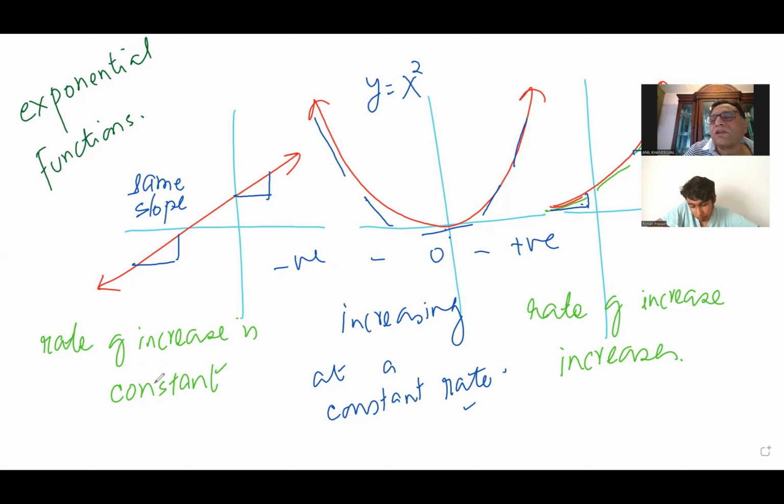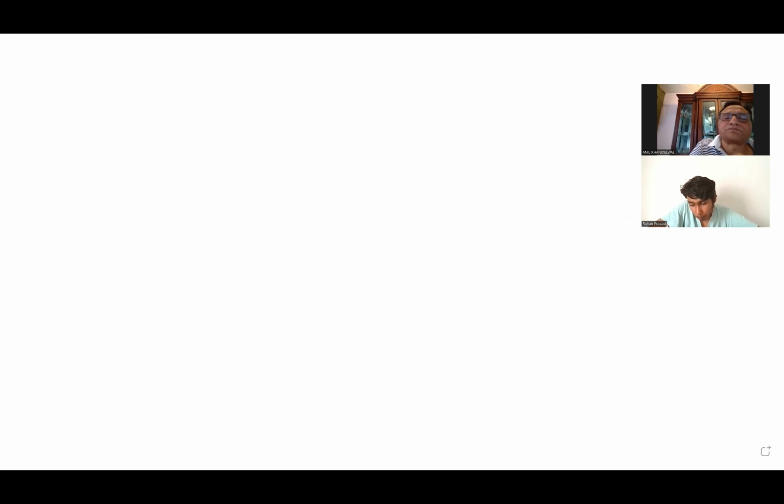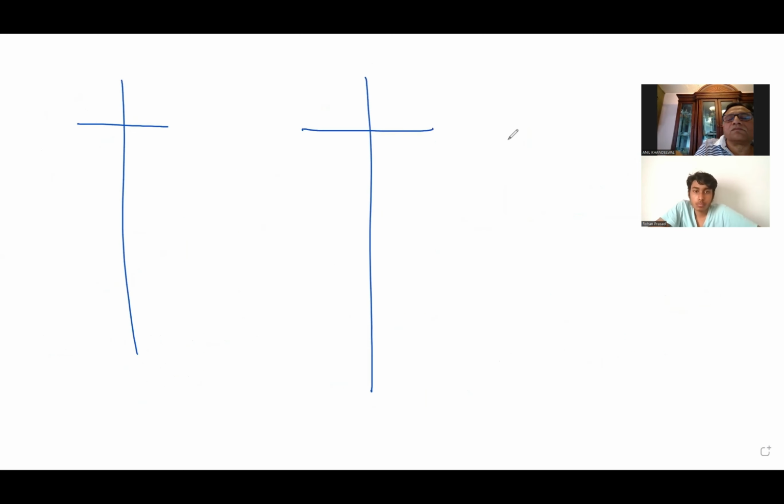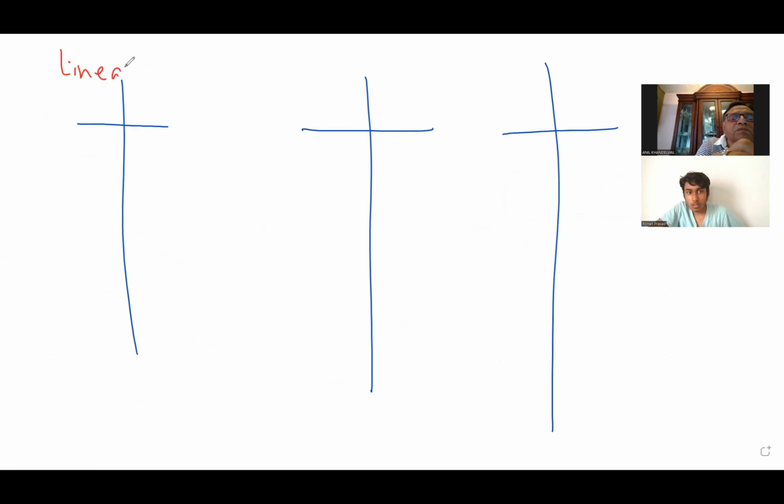I will just make you understand the difference with the help of a table of values. Okay, that's very interesting. Let's look into that now. Let's take three different types of functions. One I want to take as linear. Then I want to take quadratic. And then exponential.